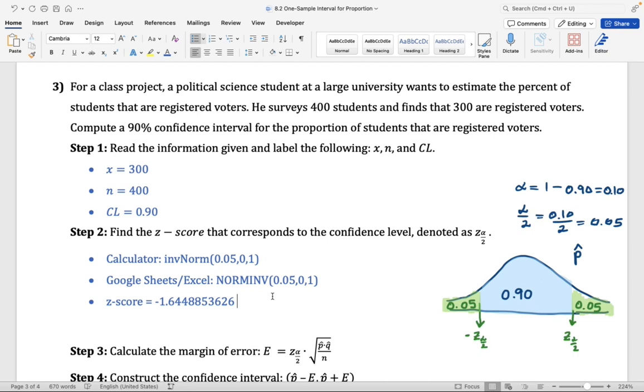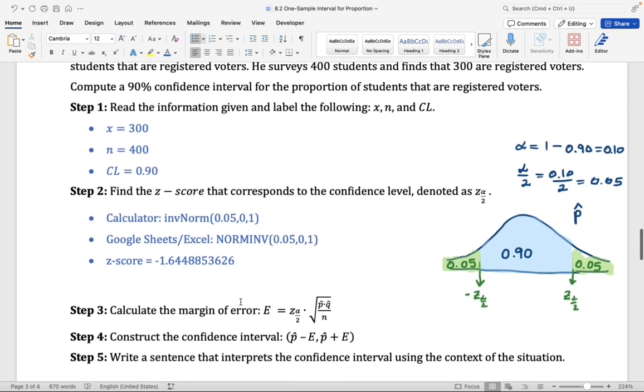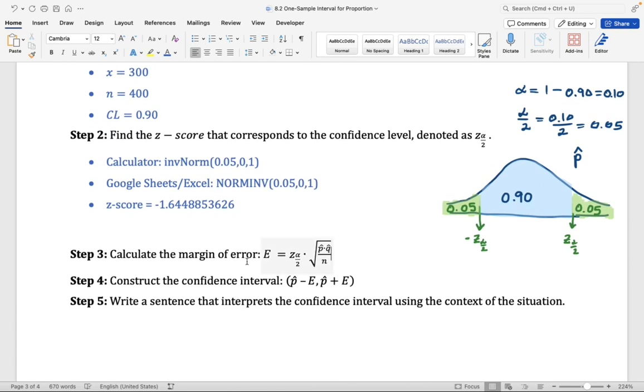If you're using Google Sheets and Excel, you might have more values after the decimal. And as I mentioned before, those values are not going to make a difference because they're far away from the decimal point. Now, are we ready to calculate the margin of error? To calculate the margin of error, we take the C-score times the square root of p-hat times q-hat divided by n. Now, at this point, we have the value of the C-score.